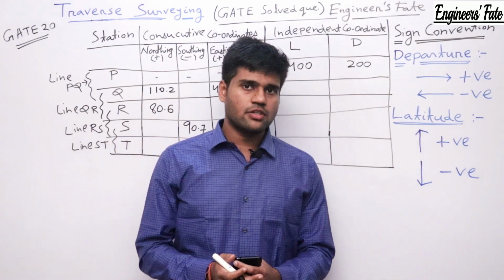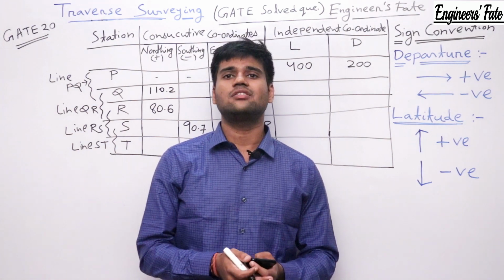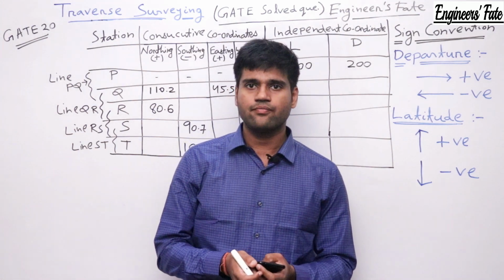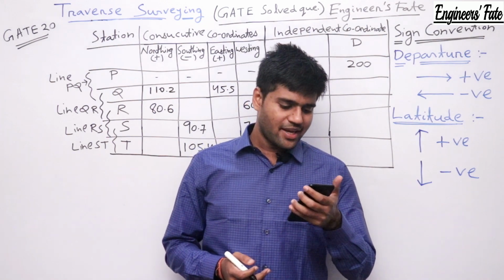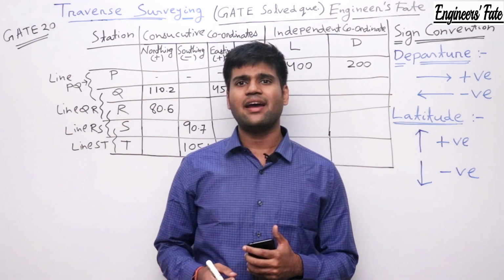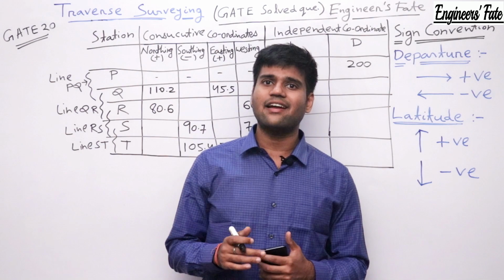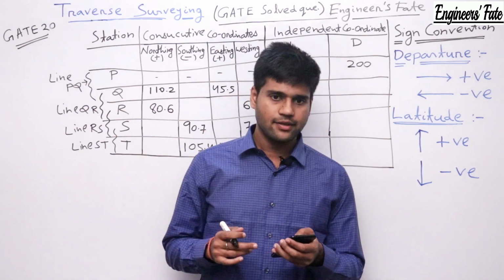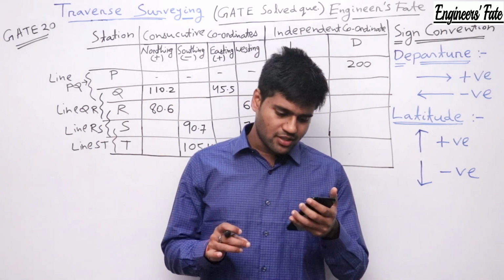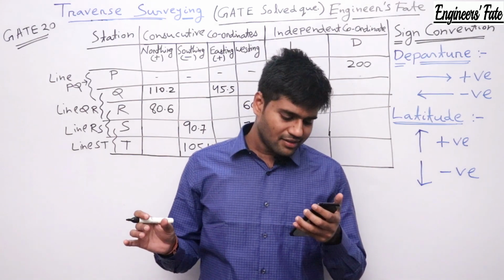So this is the question asked in GATE 2020 for 2 marks. Until now, this is the last GATE question. In the question, he has mentioned open traverse. Open traverse means I have started my traverse survey from a known point and I will end my traverse survey at an unknown point.